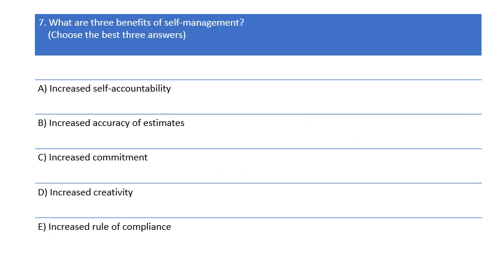Question number 7. What are 3 benefits of self-management? Choose the best 3 answers. Option A. Increased self-accountability. Option B. Increased accuracy of estimates. Option C. Increased commitment. Option D. Increased creativity. Option E. Increased rule of compliance. Let me know what option you have chosen.